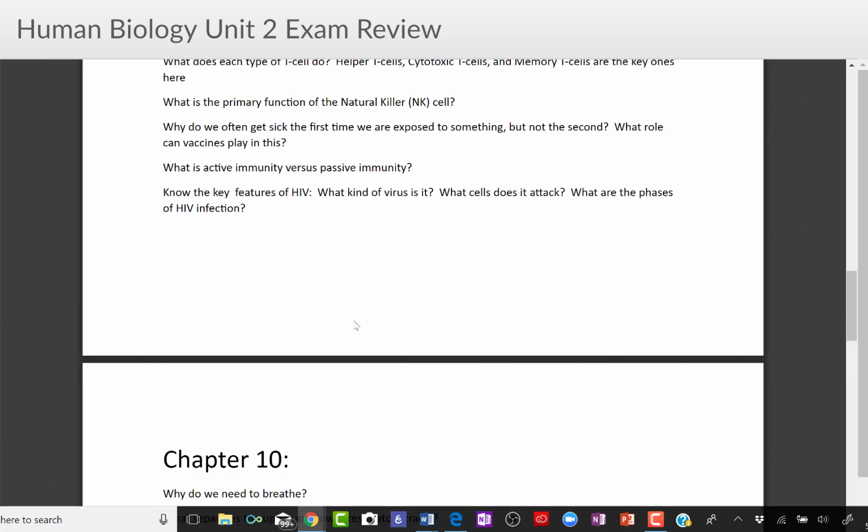Artificially acquired passive immunity would be antibody therapies. So it'd be like if you get Ebola, they would give you Ebola antibodies to actually try to keep you alive. You get bit by a snake, they're not going to say, you know what, if you survive this snake bite, 14 days from now you'll have antibodies. They'll actually give you the antibodies.